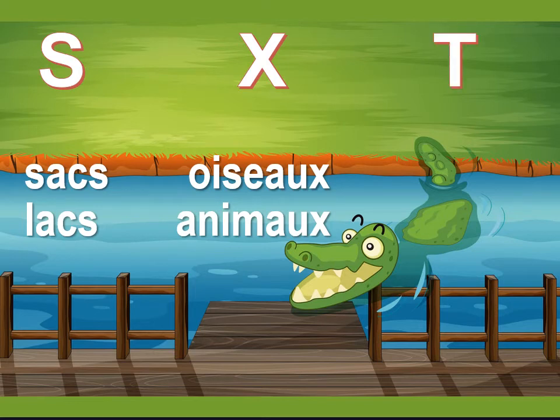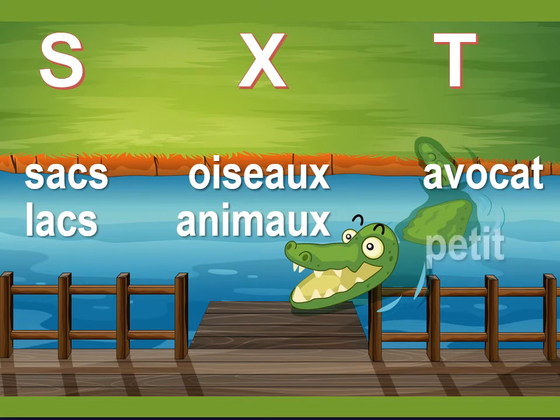And T, by and large, is also a letter that you don't pronounce when it's at the end of a word. Avocat, remember avocat, lawyer? Petit, small. But if I were to add an E at the end to make it feminine, then I would sound the T because it's no longer the last letter of the word. But here, if it's the last one, avocat, petit, I do not pronounce it.